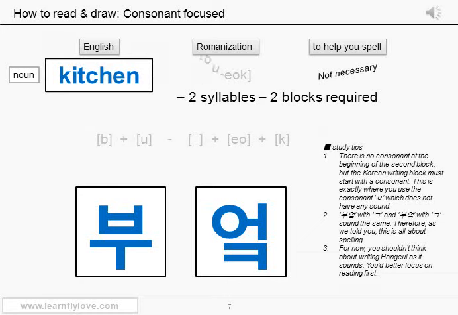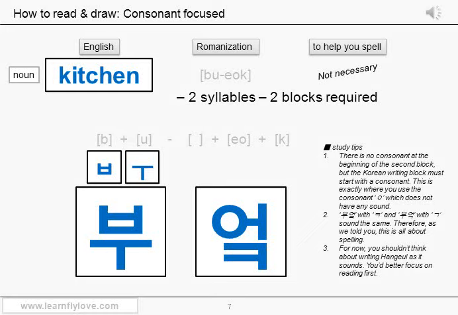Next word, kitchen. Check out the romanization and let's hear the sound first. 부엌. You don't need the other romanization for Korean spelling. So the first consonant is 부, like B in English. And the vowel is 우.